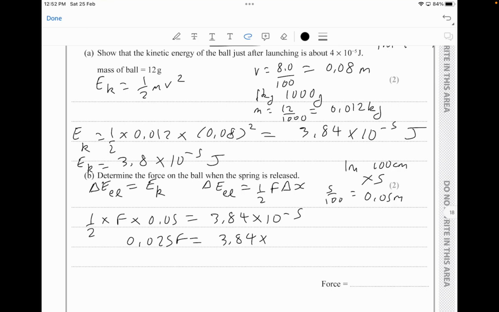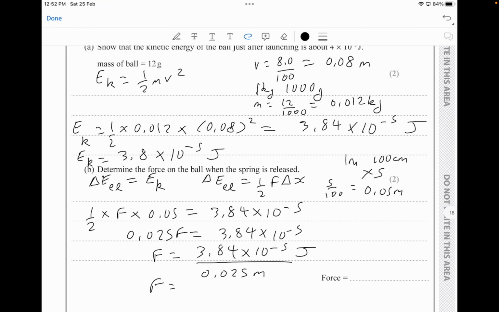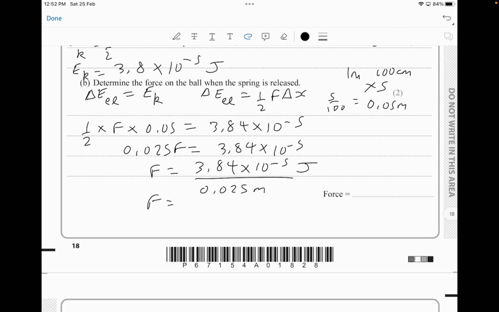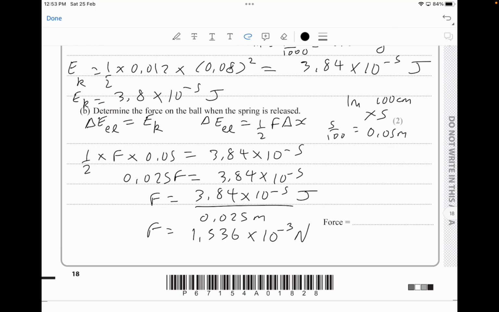This is just basic algebra substitution. So force is equivalent to 3.84 times 10 raised to the power negative 5 joules divided by 0.025 meters. That is equivalent to 1.536 times 10 raised to the power negative 3 newtons. So this is going to be your answer: 1.5 times 10 raised to the power negative 3 newtons.